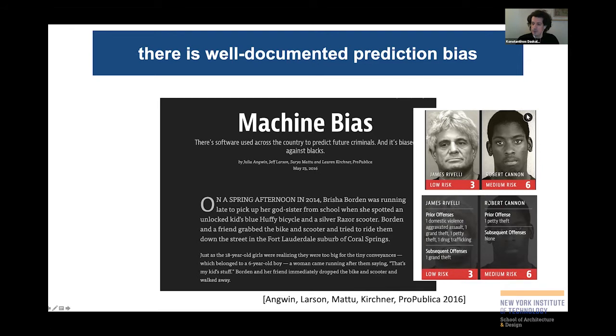two different people were deemed to have different risk, even though the person who was labeled as low risk has significantly more prior offenses compared to the person who's considered to be a high risk person. And that was purely based on the race of the individual. So that was very deeply problematic.